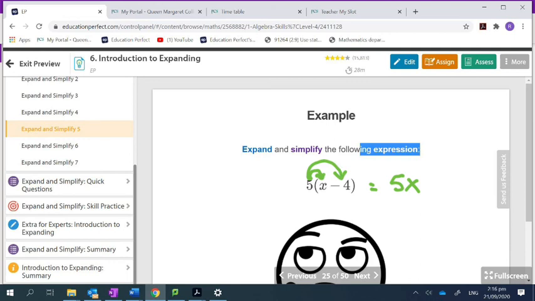Second, I'll take the 5 times the negative 4. Positive times the negative gives me a negative. And 5 times 4 is 20. Now, can I combine that 5x and negative 20? Nope. So you're done. That's your answer. How easy is your life right now? Don't you wish all your classes were this easy? Come on.